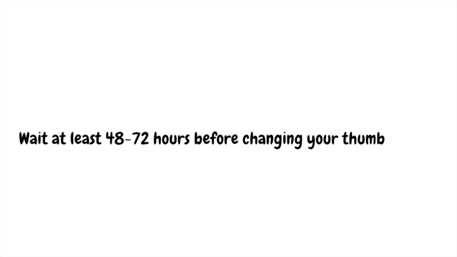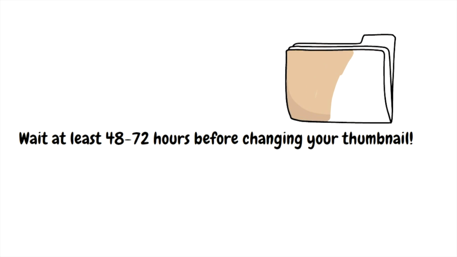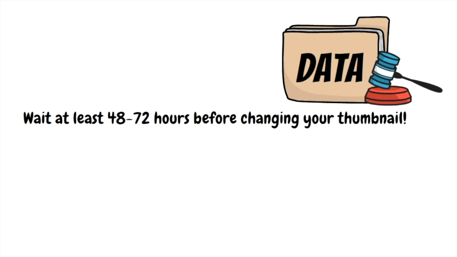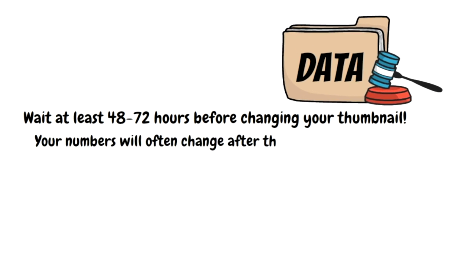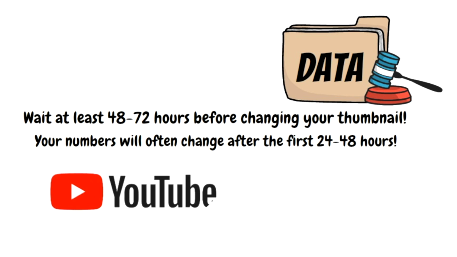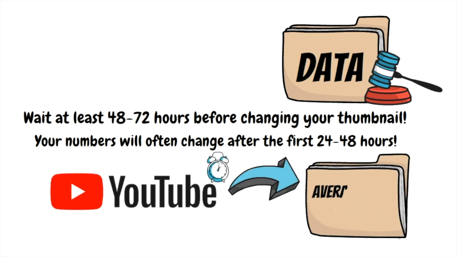You want to wait at least 48 to 72 hours before making any changes to your thumbnails or title to make sure that you have enough data to make this decision. Your numbers will often change after the first 24 to 48 hours, and it sometimes can take YouTube a bit of time to share the average view percentage data. So definitely go ahead and do that thumbnail audit, and you should see a little bit of a boost to your channel.